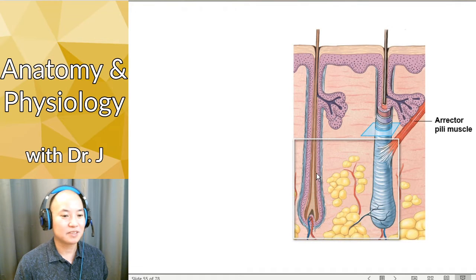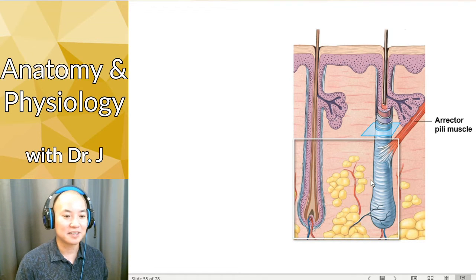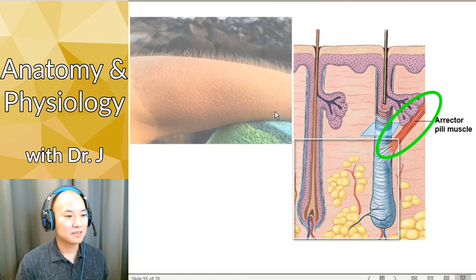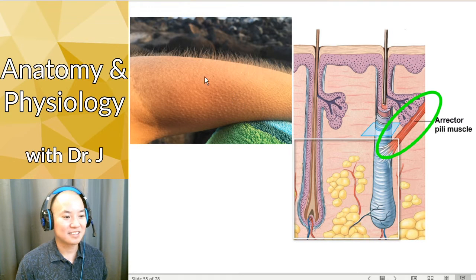So here is a muscle we call the erector pili muscle. And remember, a characteristic of muscle tissue is that it contracts. So when it contracts, it moves. When this erector pili muscle contracts, what does it do to the rest of the hair? What it will do is it'll cause this.